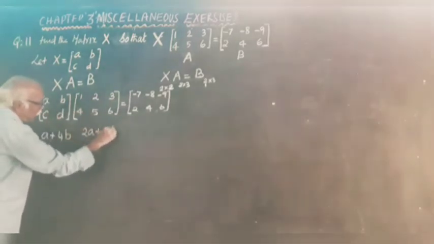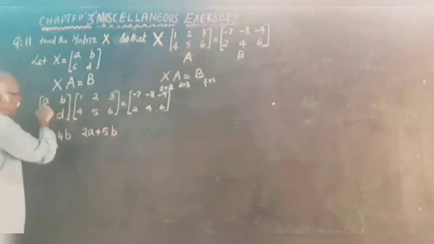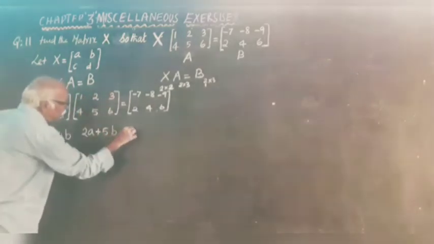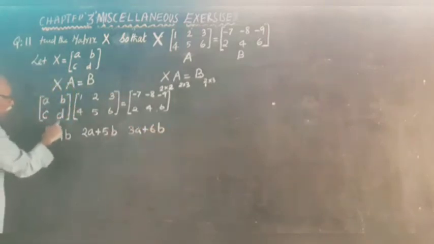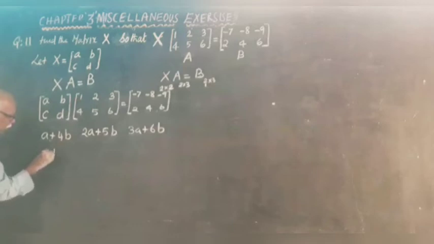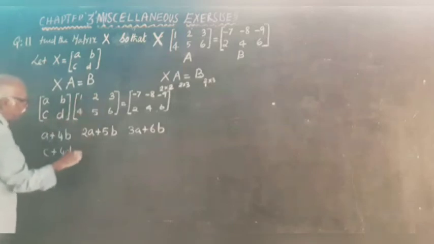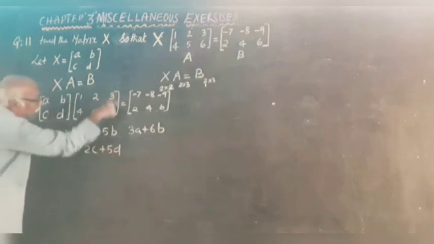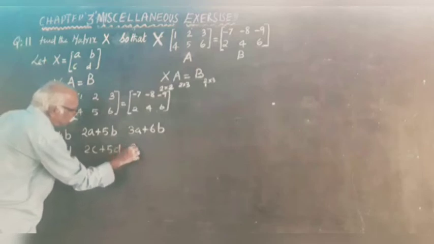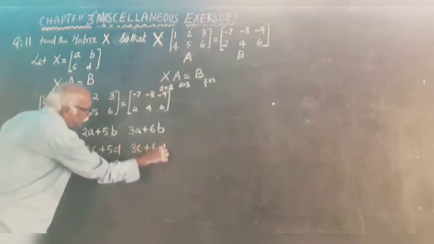Second row, second column: 2A plus 5B. First row, second column. Then first row, third column: 3A plus 6B. Second row, first column: C plus 4D. Second row, second column: 2C plus 5D. Second row, third column: 3C plus 6D.